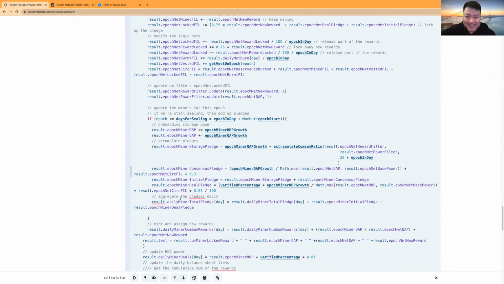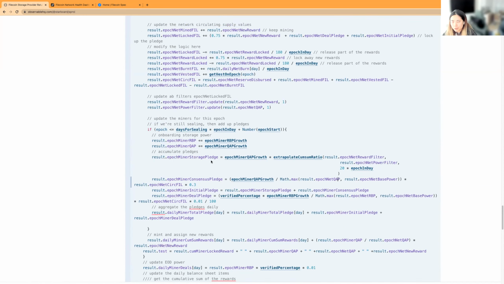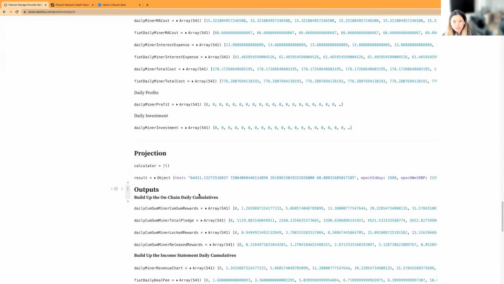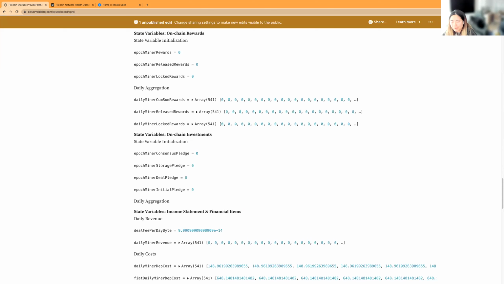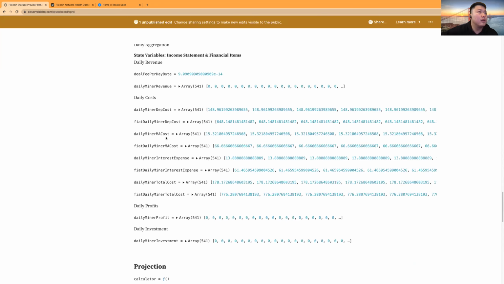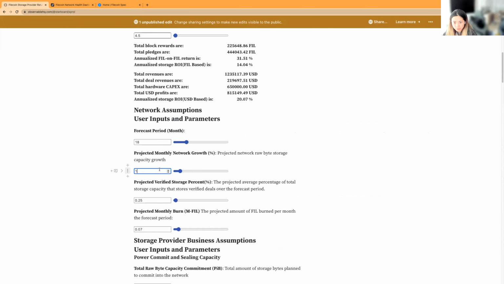Yeah, definitely, this is helpful. I guess I have another question regarding network growth. There's another input value where you can assume a certain network growth of Filecoin. How does that contribute to the overall ROI?